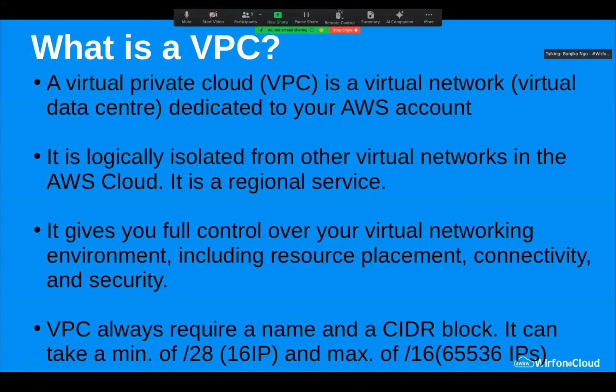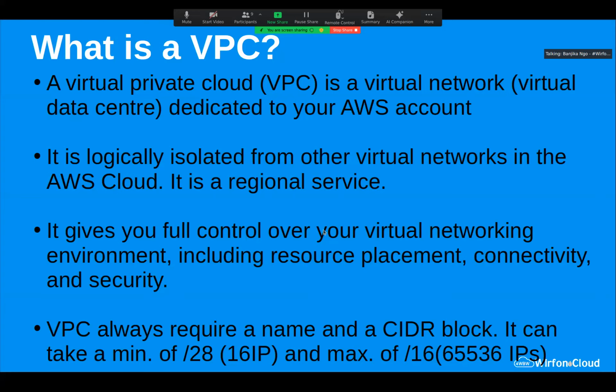For every VPC that you create, you always require a name and a CIDR block. We have just talked about CIDR blocks in the fundamentals of IPs. The minimum size you can use is /28, and the maximum is /16. So for a VPC in AWS, you always need a name, and you always need a CIDR block. Remember, a virtual private cloud is a virtual network, or call it a virtual data center, that is dedicated to your AWS account.